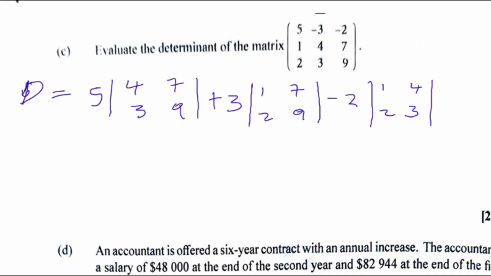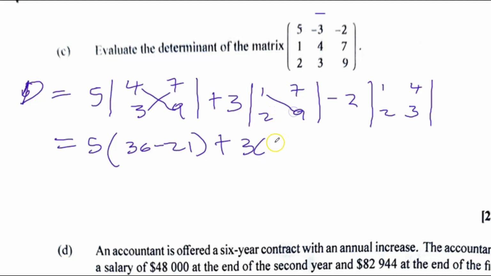Alright, so let's calculate the determinant now. So we have outside 5. In the bracket, just cross multiply and subtract. So 4 times 9, that's 36. Minus 3 times 7, that's 21. Plus 9 times 1, that's 9. Minus 2 times 7, that's 14. Now we have minus 2. 1 times 3, that's 3. Minus 2 times 4, that's 8.